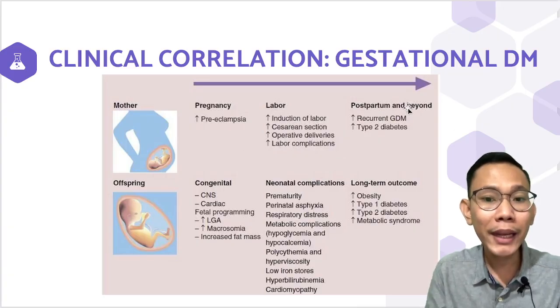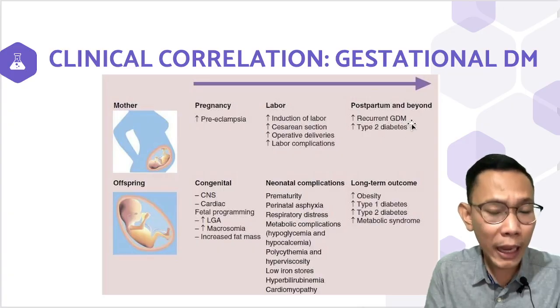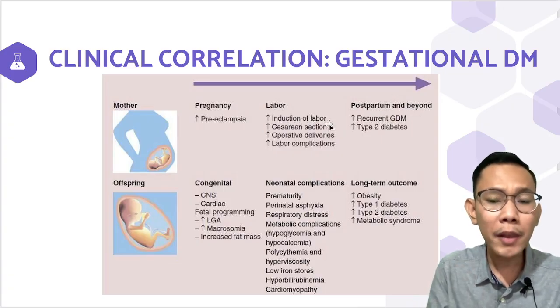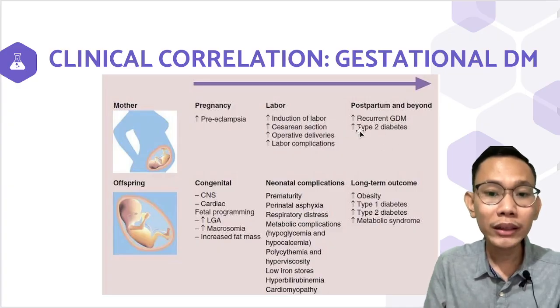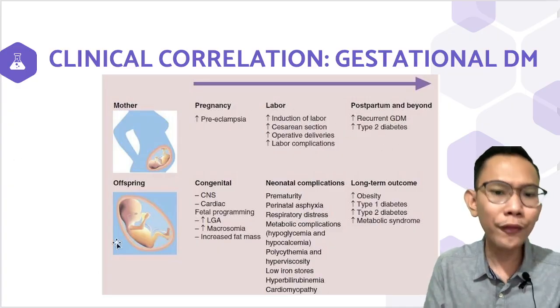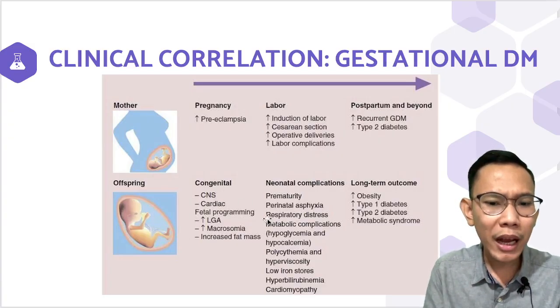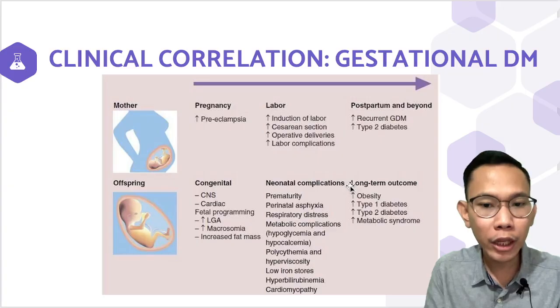Again, pag after manganak ng mother, anong mangyayari? There could be a recurrent GDM pag maging buntis na si mother again. Pwedeng magkakaroon na again siya ng GDM and increased risk of type 2 diabetes mellitus. For the baby, anong nangyayari? Of course, maraming problema. CNS, cardiac problem, fetal programming. Tingnan nyo, macrosomia, sobrang laki ng baby. Increased fat mass. So these are the possible neonatal complications.